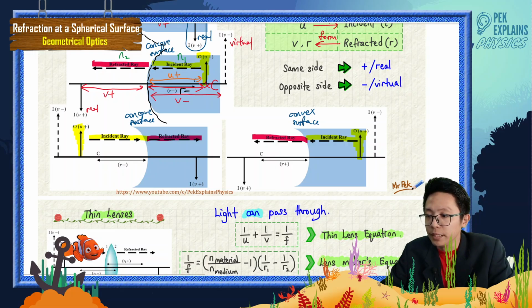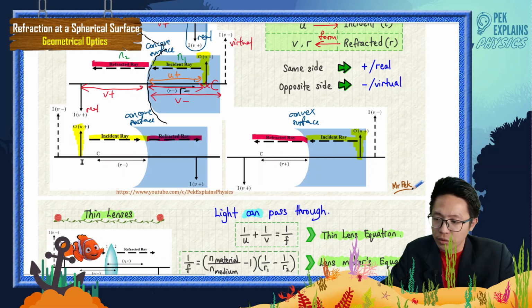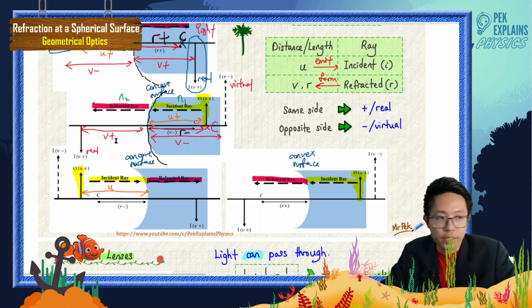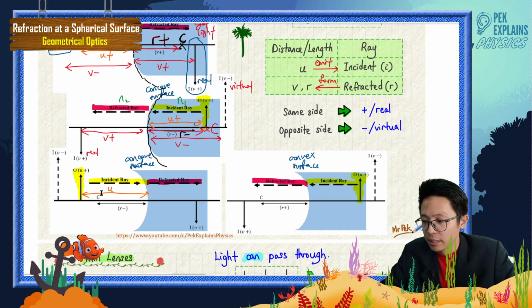Now let's look at the first one. This is a concave surface for the object. This is the object distance. U compared with the incident ray is the same side, so u is positive. Now the image. Let's say the image is formed over here. This v is over here, on the same side as the refracted ray. That means there is light, so v is positive. Understand or not? V is positive. This is a real image.